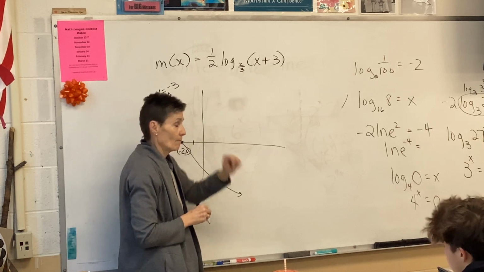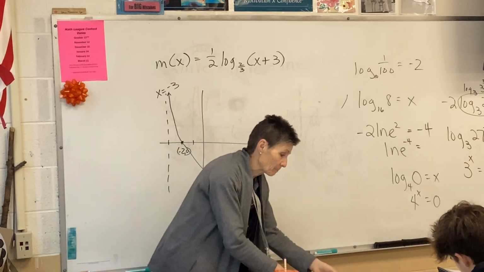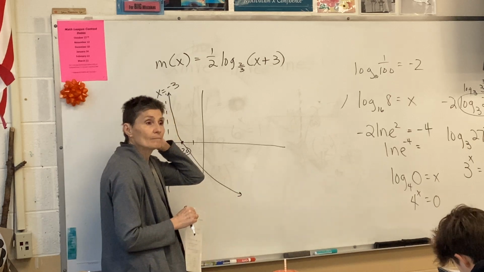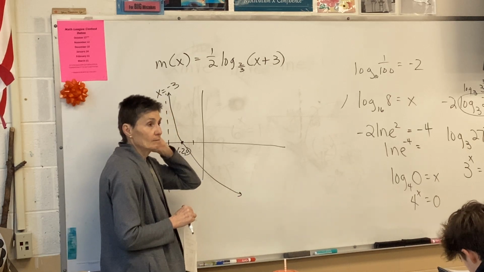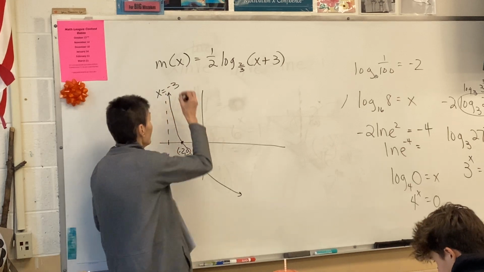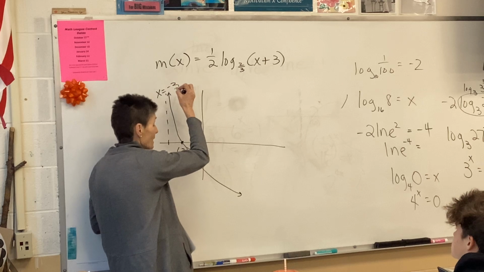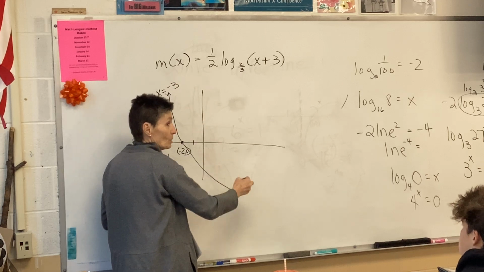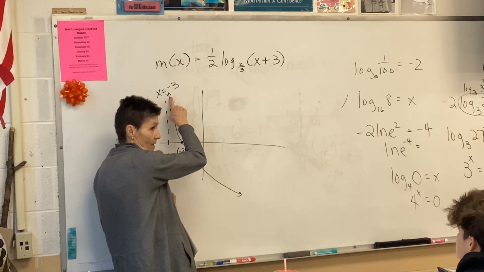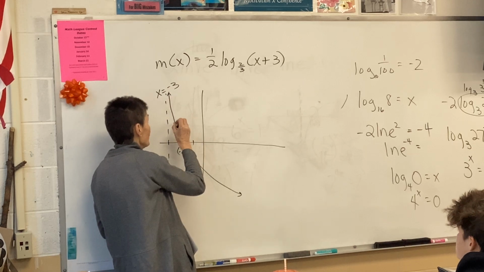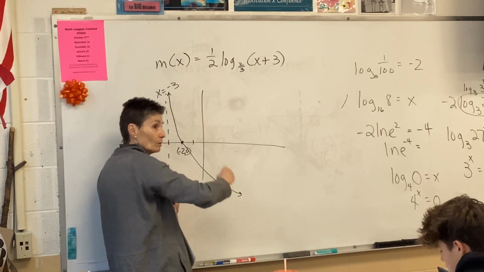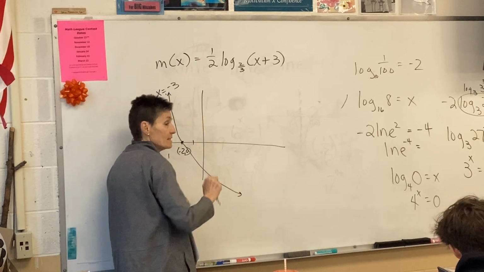Okay, let's answer questions. Would you say this thing is increasing or decreasing? Decreasing. Remember, you make that determination by asking yourself, as I move left to right, which way is my pencil going? Now, I know there's an arrow there, but to get that arrow, wouldn't I have to go right to left? I have to go left to right. So that is decreasing.